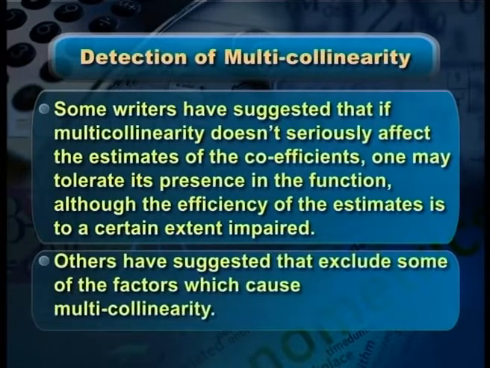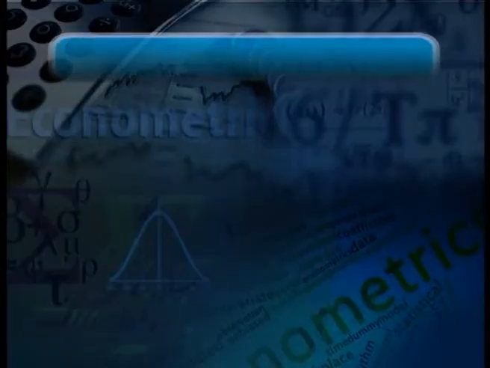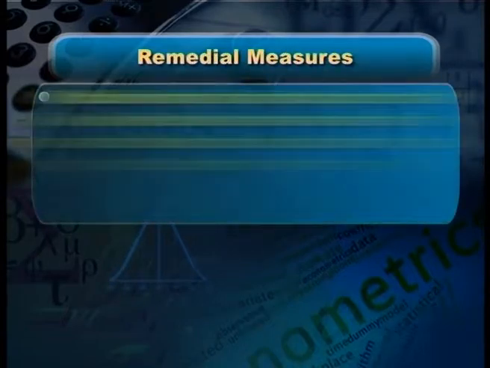Others have suggested that we exclude some of the factors which cause multicollinearity. So, now after detecting the problem of multicollinearity in given data with the help of the graphic method, Frisch's confluence analysis and Farrar-Glauber test, we have to find out the solutions to overcome the problem of multicollinearity. Here, I would like to dwell upon the remedial measures.